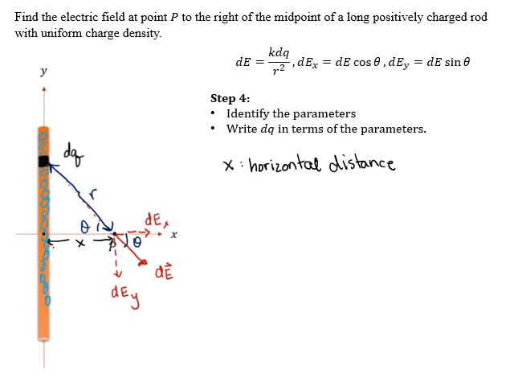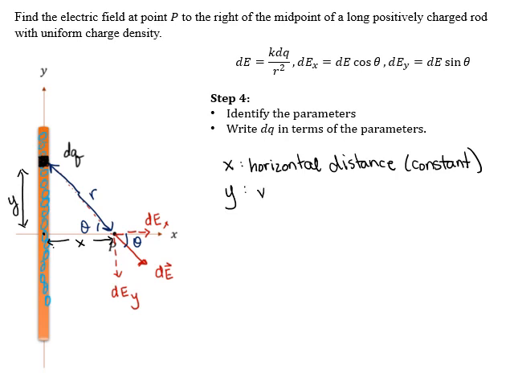From the rod to point P, from the midpoint of the rod to point P. What we might notice is that no matter where we have drawn our dq, that value of x would always be the same because it's the horizontal distance. So next to x, I'm going to put constant in brackets because constants and variables are going to be very important as we integrate.